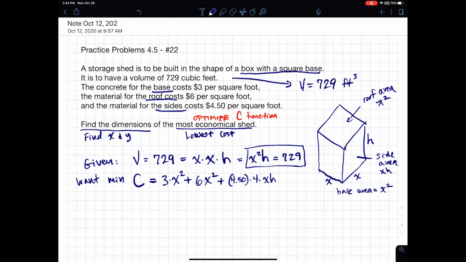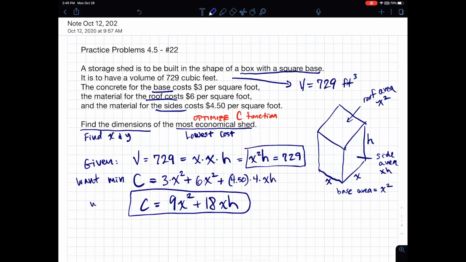And we want to minimize this. So this is our function we want to optimize. The problem as it's written now, and I can simplify it a little bit, but the problem as it's written now is that it has 2 variables in it. It has x and h. So let's go ahead and simplify this by combining the like terms. This is 9x squared, and 4 times 450 is 18 times x times h. And we want to minimize this.